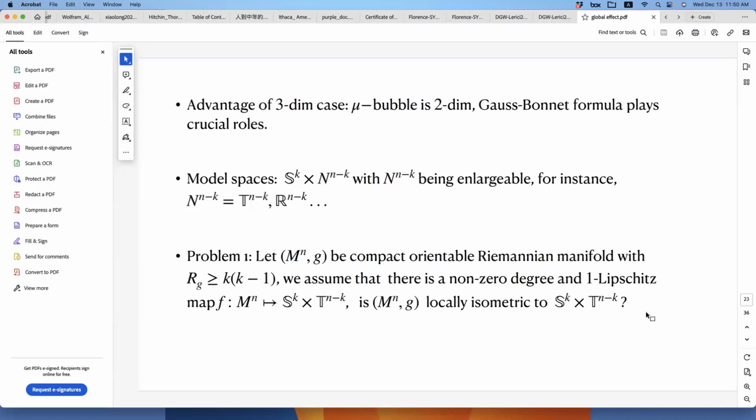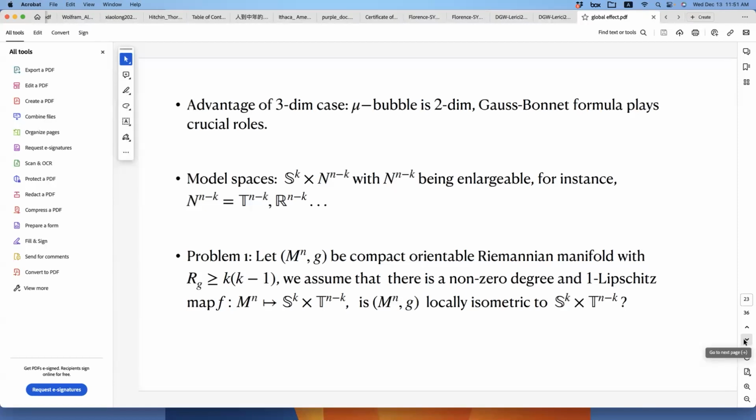Now here are the natural problems. Let (M,g) be a compact Riemannian manifold with scalar curvature bigger than or equal to k times (k minus 1). And we assume that there is a non-zero degree, 1-Lipschitz map from M to the model space. Here our model space is S^k times the (n minus k)-dimensional torus. Now the question is: is (M,g) locally isometric to our model space? Now this is the first problem, in which the model space is compact.